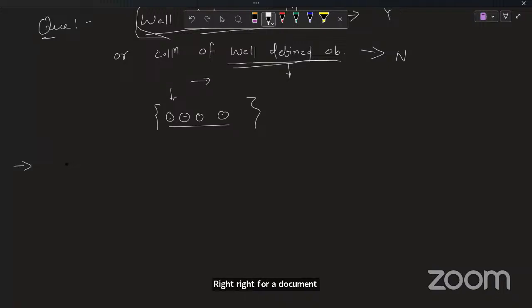Okay, let's move forward. We will see how many ways we have for representing a set. Suppose in Rohan's family, Rohan is there, his mother is there, his father is there, and his sisters, sister 1 and sister 2.